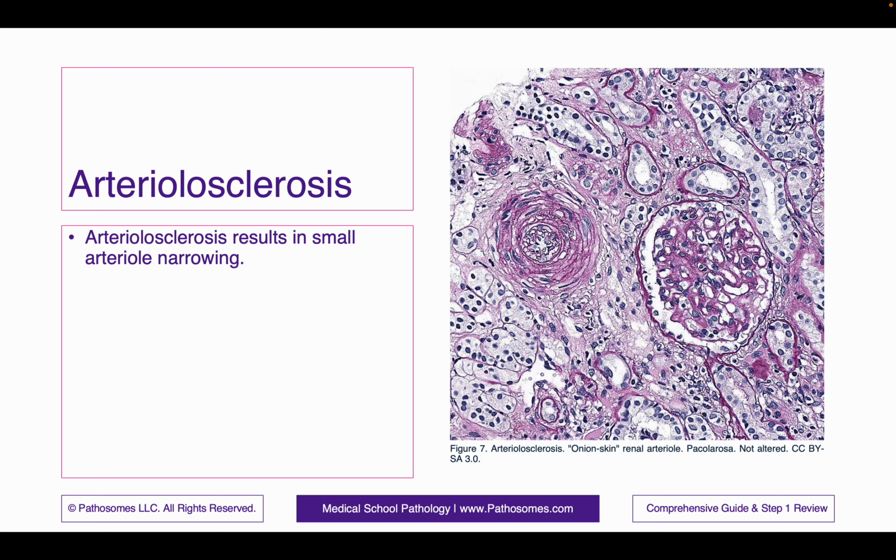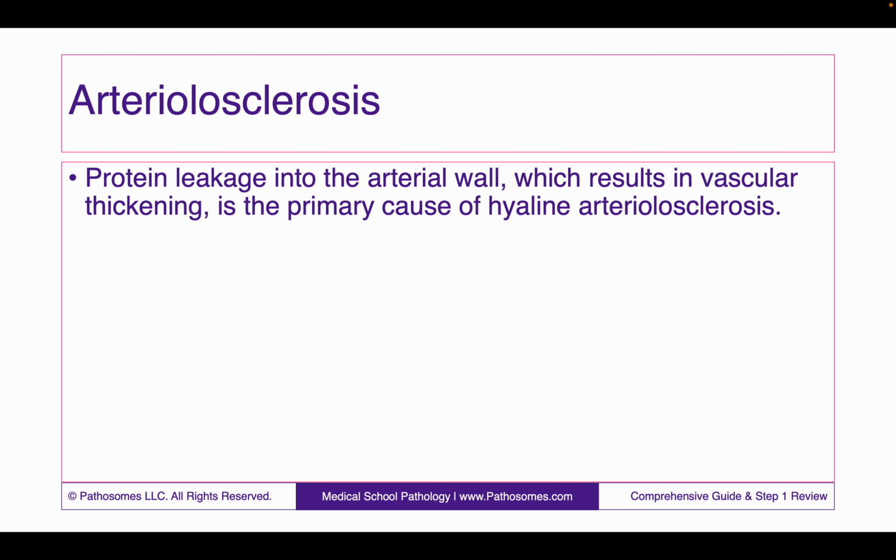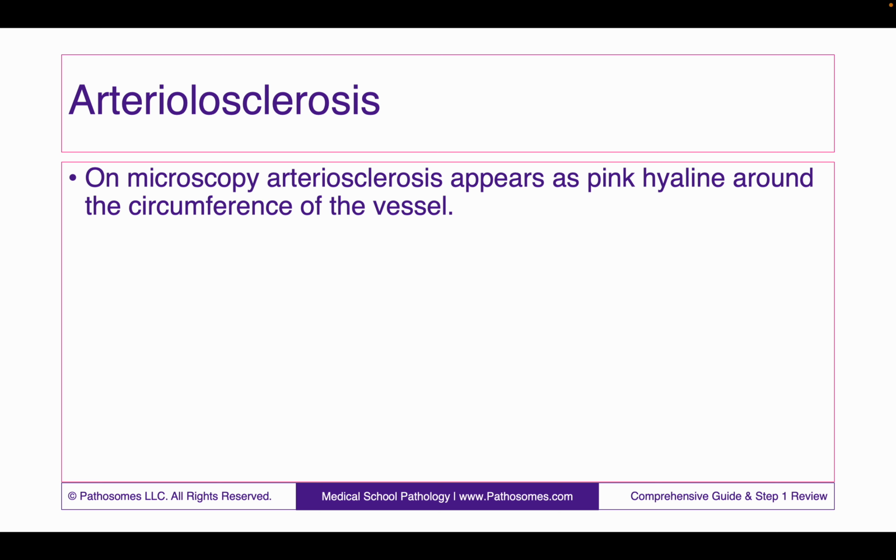Arteriolosclerosis results in small arteriole narrowing. Arteriolosclerosis is characterized and categorized as hyaline and hyperplastic varieties. The protein leakage into the arterial wall, which results in vascular thickening, is the primary cause of hyaline arteriolosclerosis. On microscopy, arteriolosclerosis appears as pink hyaline around the circumference of the vessel.